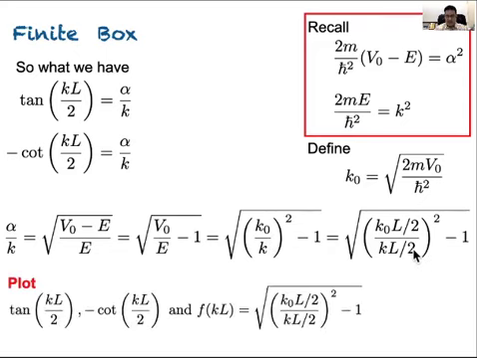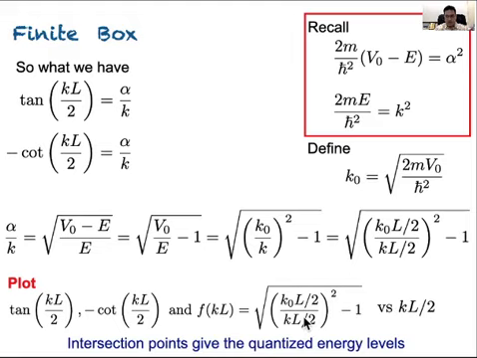Okay, so now what we are going to do is plot a function, this one, because this is my alpha over k, this is another alpha over k, and this function which I am now going to call f of kl is also alpha over k. So now I'm going to plot three functions as a function of kl by 2, because there is a kl by 2. Okay, and all the intersection points are going to give me the solution.